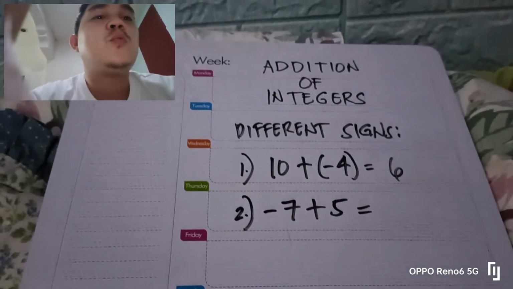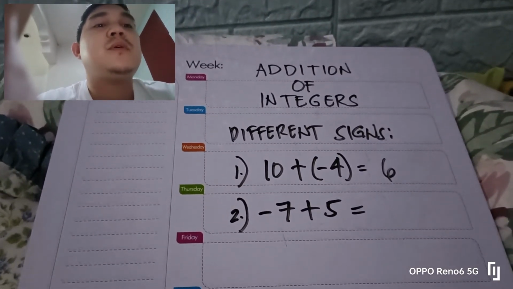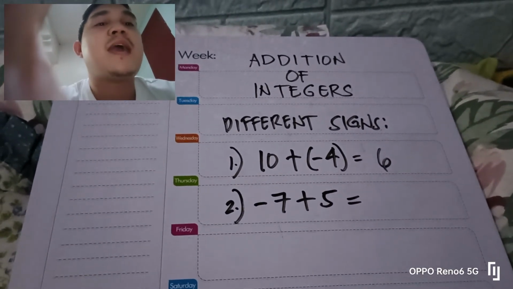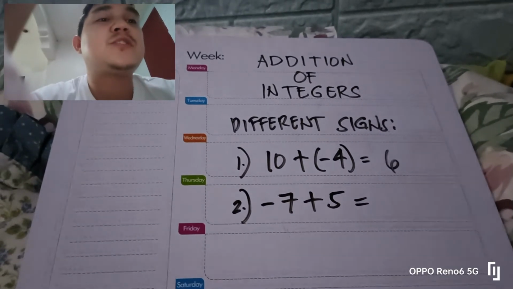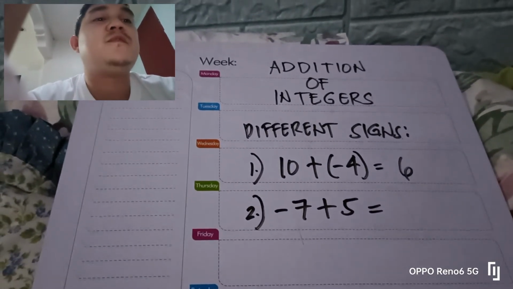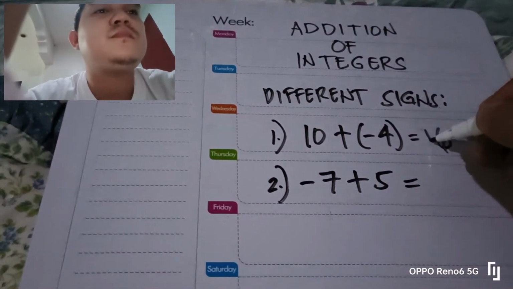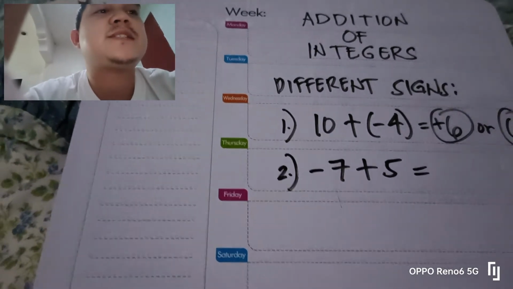And then we copy the sign of the bigger number. So ang mas dako nga number sa 10 kag 4 is 10. And the sign of 10 is positive. So ang aton nga answer is positive. So the answer is positive 6. Or simply 6.